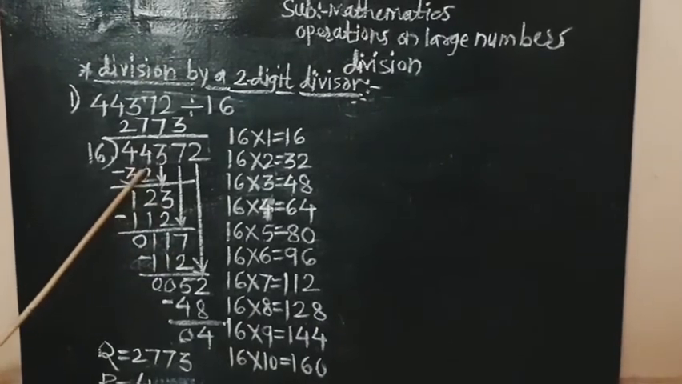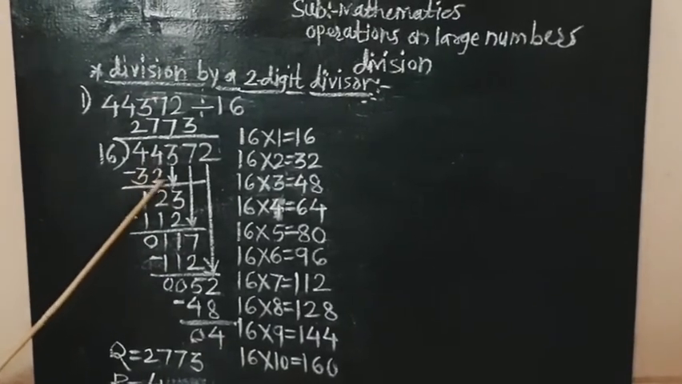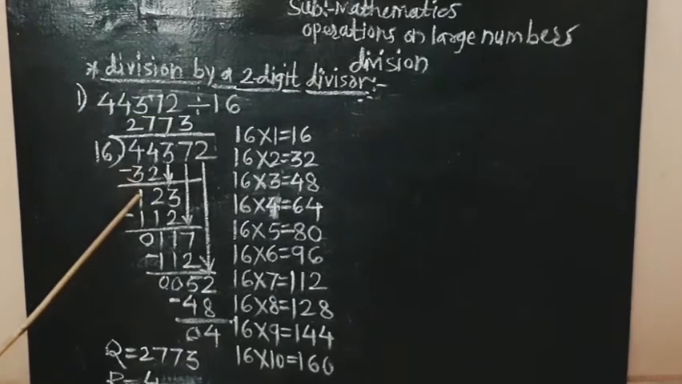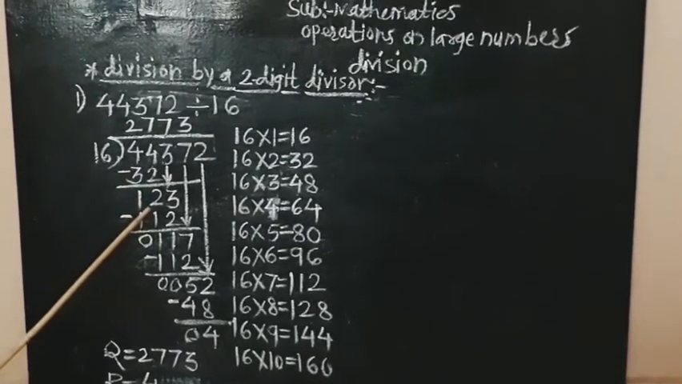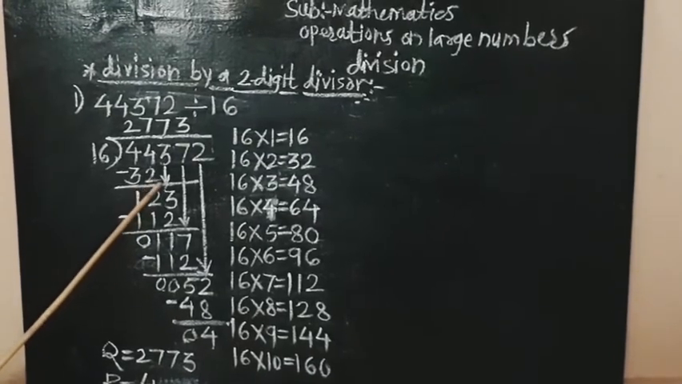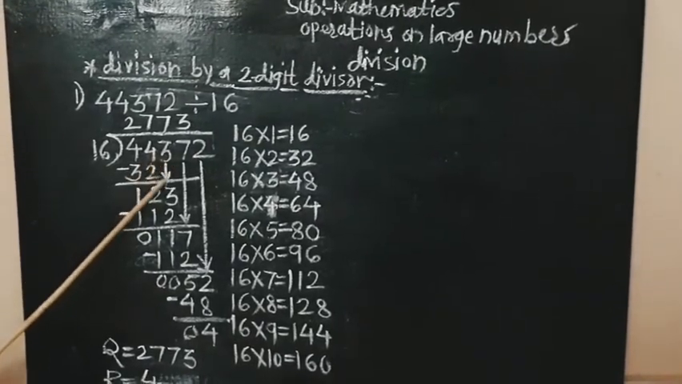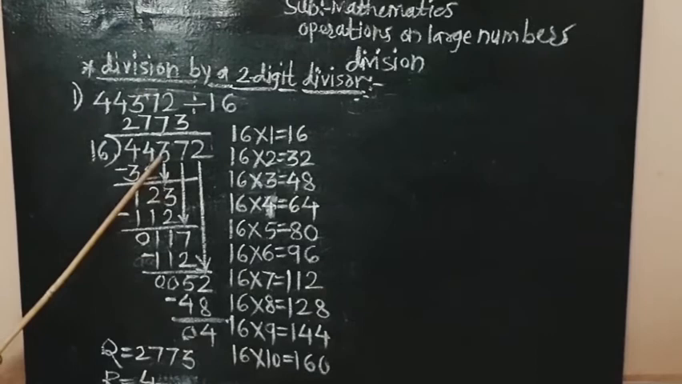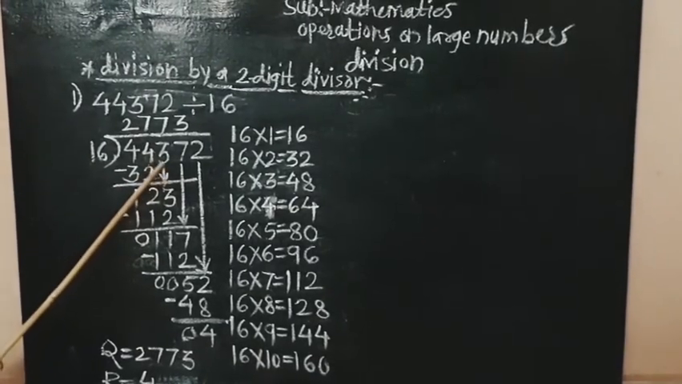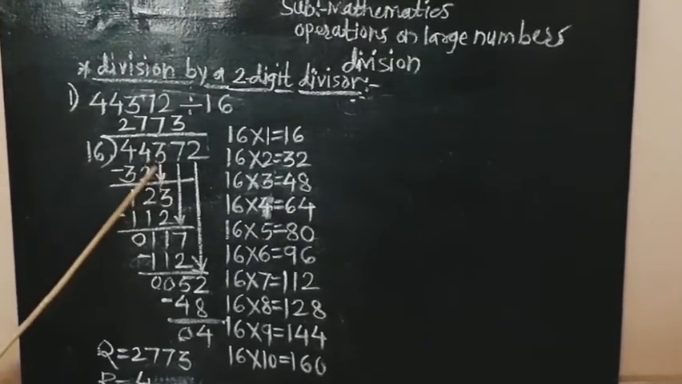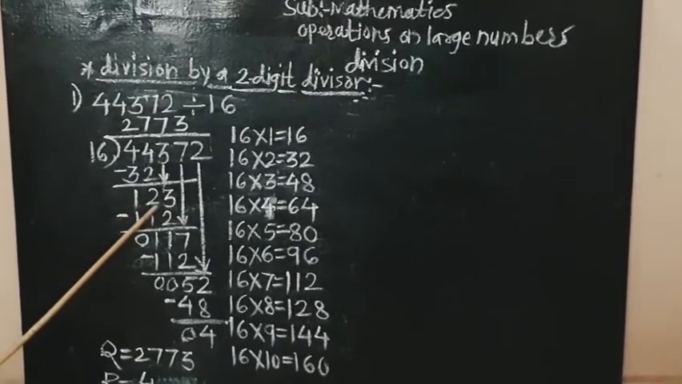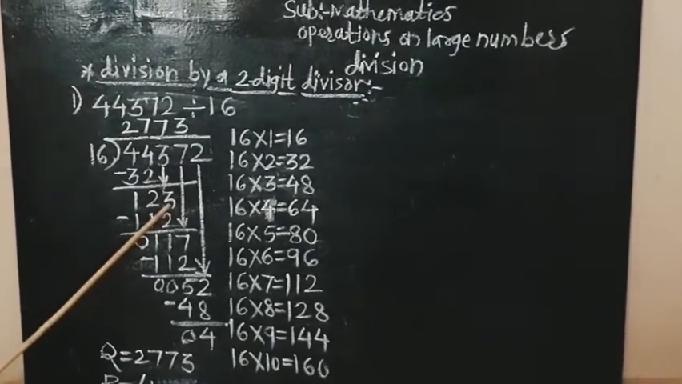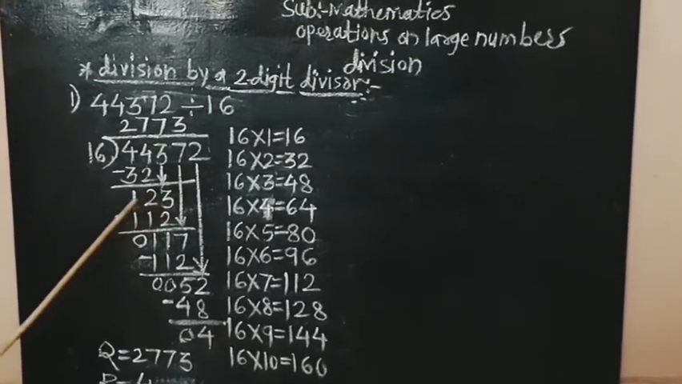I think you know subtraction very well. 4 minus 2 is equal to 2 and 4 minus 3 is equal to 1. So what is the remainder here? 12. What is the next step? In the next step you bring down the next number, which is 3. So I bring down this 3 here. Now the new number is 123.